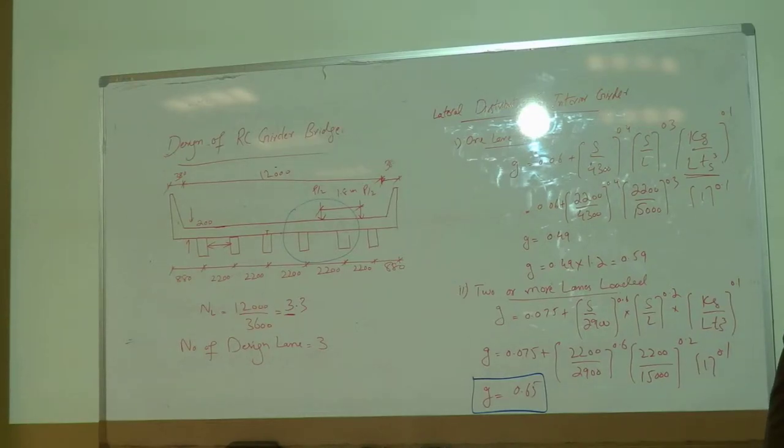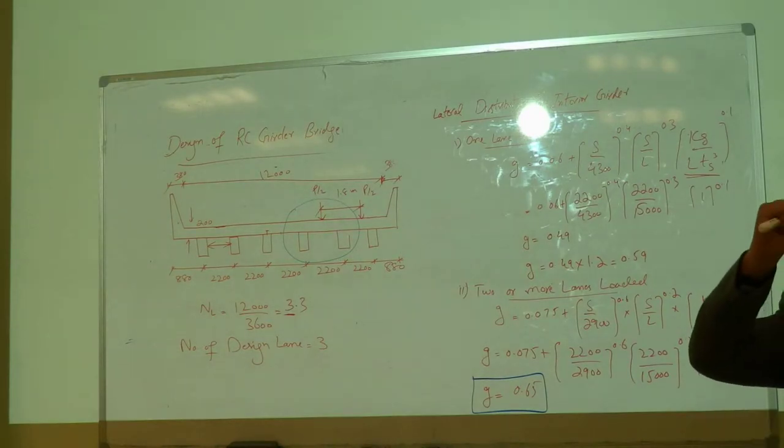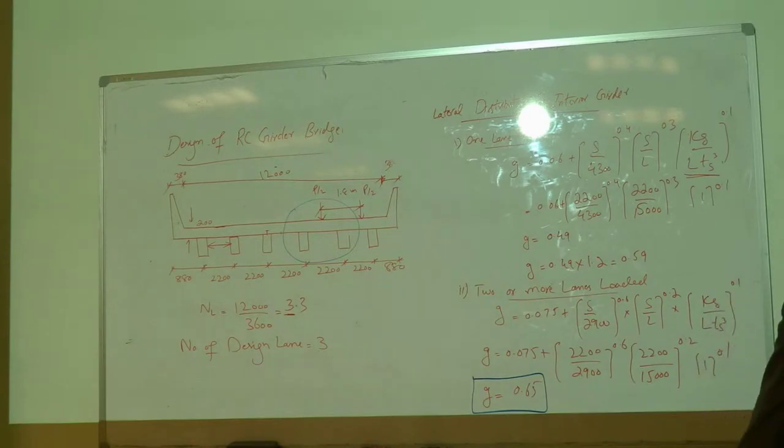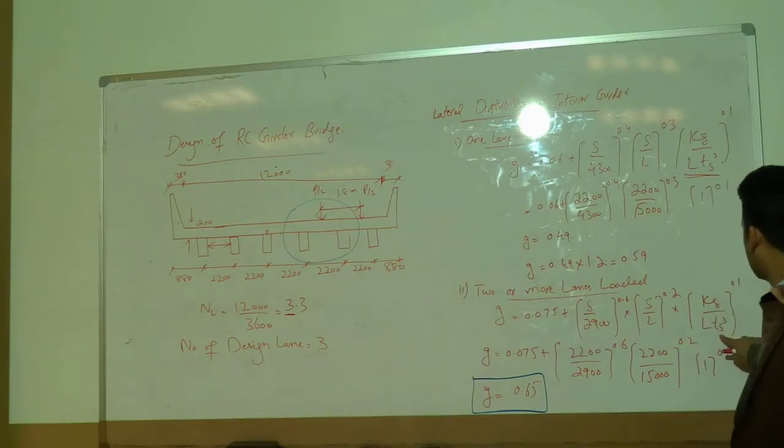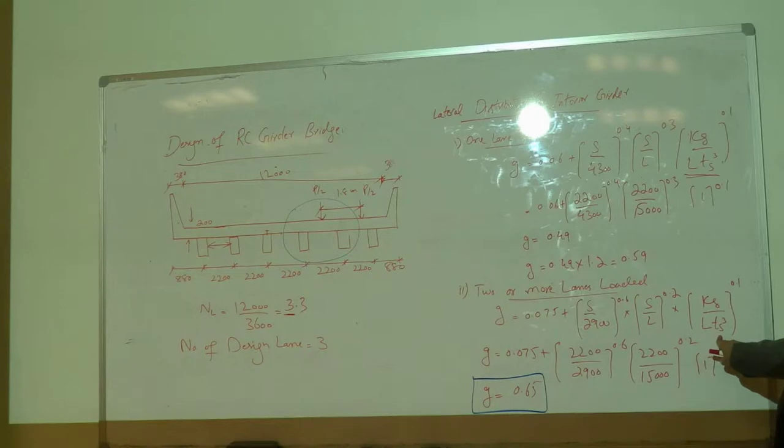It means that sometimes if we have a very weak slab or girder, then the load distribution will be different. This is the ratio of stiffness: stiffness of girder over stiffness of slab. Kg is the stiffness of girder, and LTSQ is the stiffness of slab.